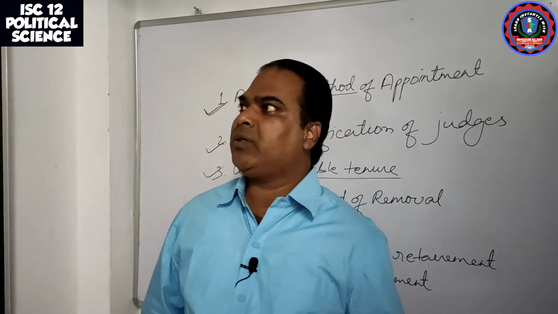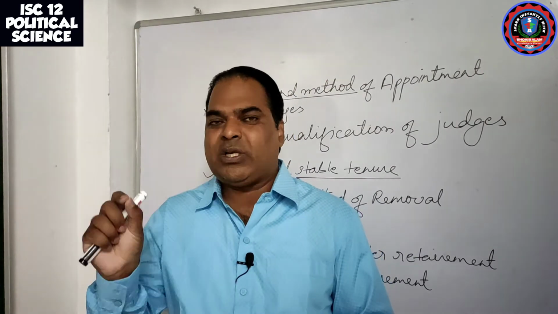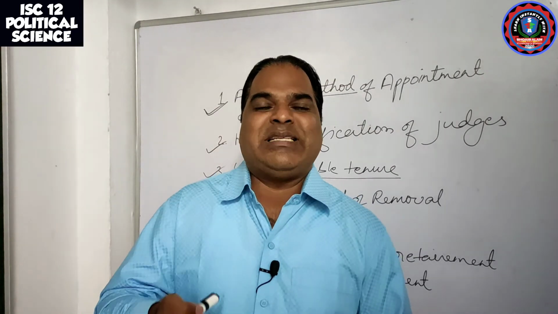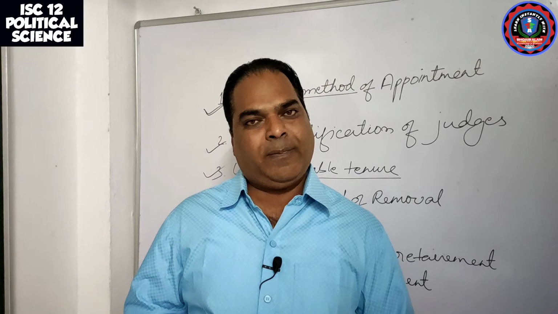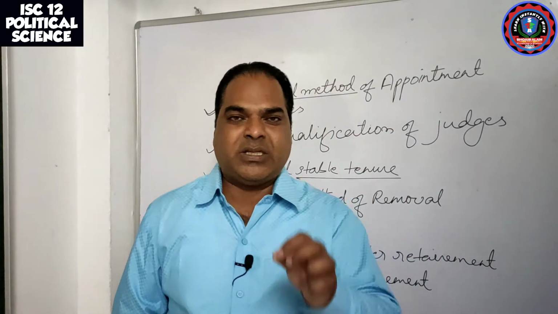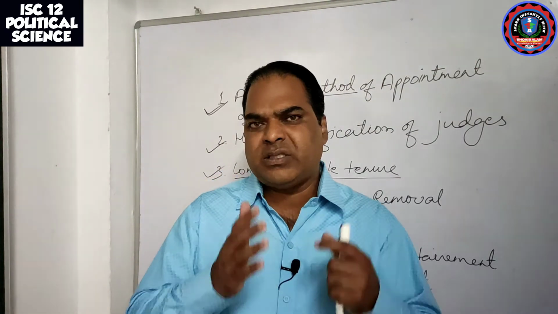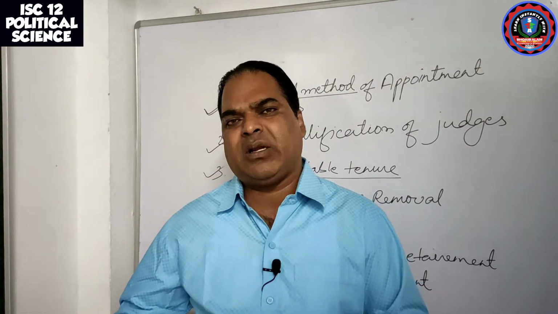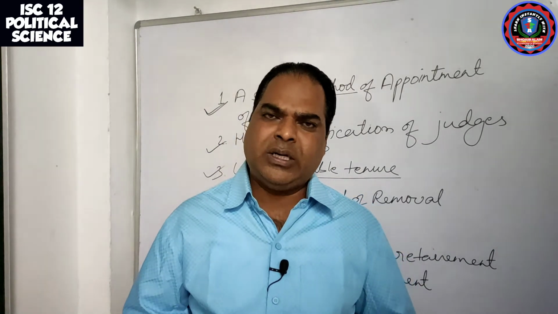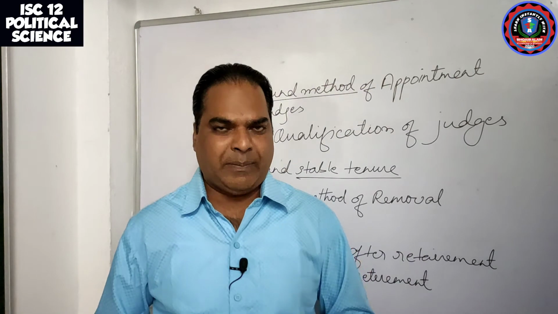What is the tenure of the Supreme Court? 65 years? No, it's not. You have to simply use the sentence: until he attains the age of 65, or till the age of 65. Suppose a person became a judge at the age of 64. What will be his term? One year. Next year he will turn 65, then he will retire. So he will get all the retirement benefits.